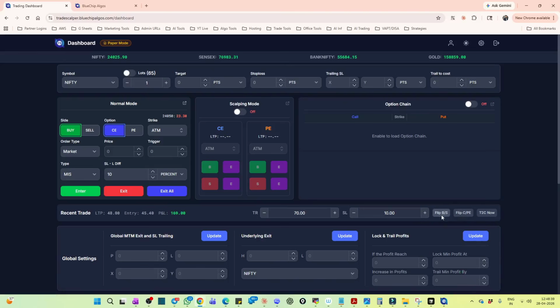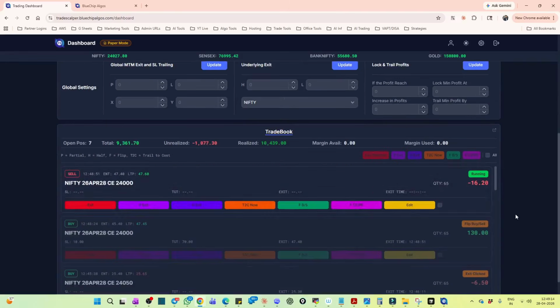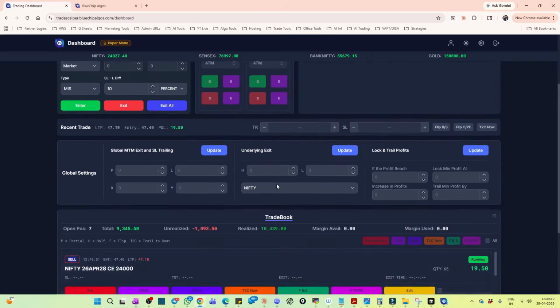If you hit on flip, buy, sell, this position will be exited, and then immediately a put option will be taken. You can see that this buy position will be converted to a sell position. So I have hit on flip, buy, sell. We'll see in the trade book. Yeah, you can see that the buy position has been exited and then sell has been taken.